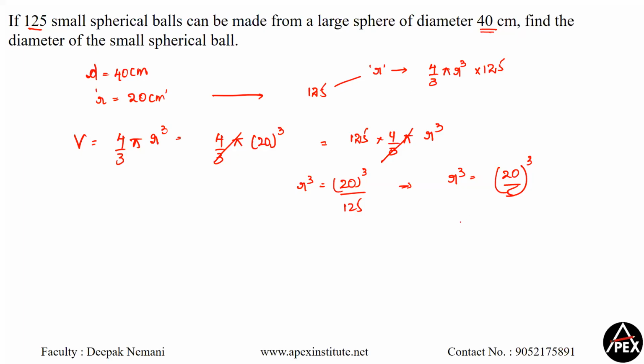Okay, so r is equal to 20 by 5, which is 4, and we are asked to find the diameter of the small spherical ball. So it will be 4 into 2, 8 centimeters. The answer is not 4, it is 8 centimeters. Clear, guys?